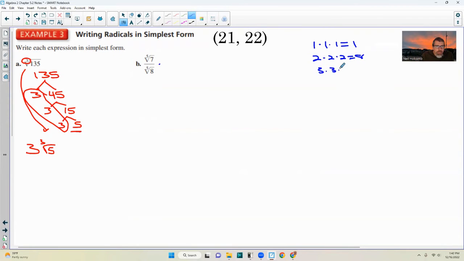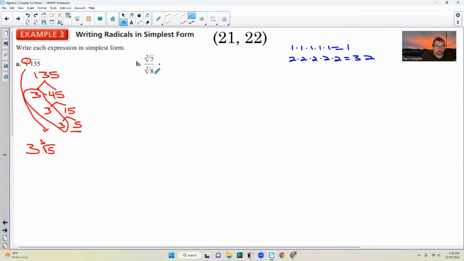3 times 3 times 3 is 27, and so on. Actually, why am I doing threes? I'm doing a fifth root. My apologies, a fifth root. So that's 1 times 1 times 1 times 1 times 1, and that is 1. 2 times 2 is 4, times 2 is 8, times 2 is 16, times 2 is 32. So there is a fifth root. Our smallest fifth root other than 1 is 32.